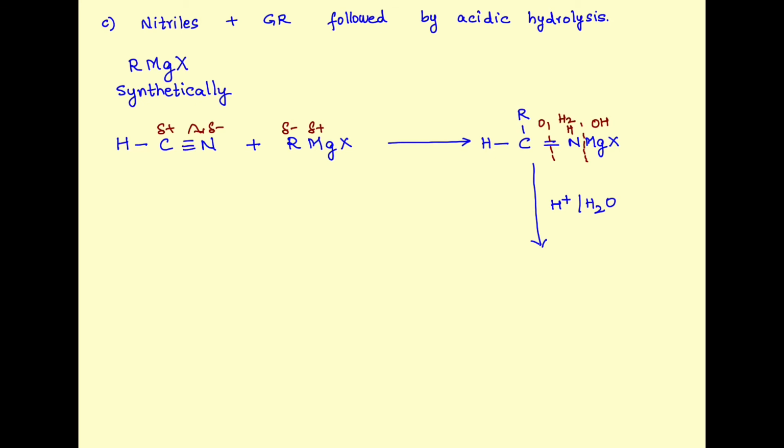What did we get? Look at the products carefully. So you have RCHO plus ammonia plus MgXOH. That is basic magnesium halide. We have got an R over here. There's no H. I started with the most basic nitrile, so HCN, hydrogen cyanide. Still, I am getting an aldehyde with an alkyl group.